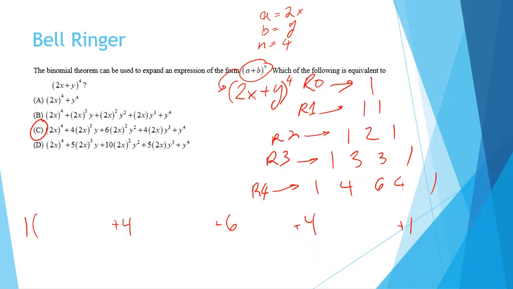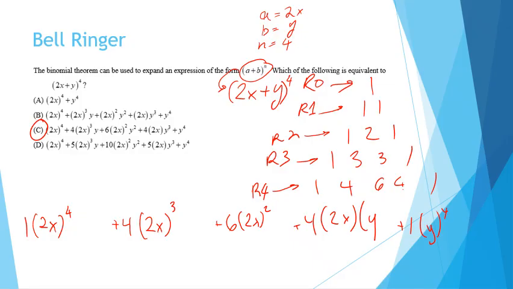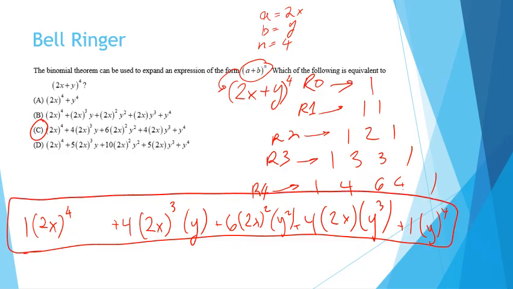Remember, you start with a, so (2x) to the power of n, which is 4, and as you move from left to right, you decrease that exponent by 1. And then you want to start with b on the other side, which is y, to the power of n, so 4, and decrease the power by 1 until you get nothing. And now this is our answer, and the one that this matches up with is C, and so this is the binomial theorem in action.